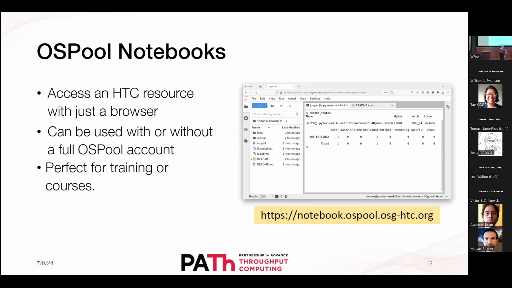And we have a service or a tool called the OS Pool Notebook, where you can access an HTC resource with just a browser. You don't need a full OS Pool account. You can just click, authenticate, and use it. So it's a really good fit for training and courses.